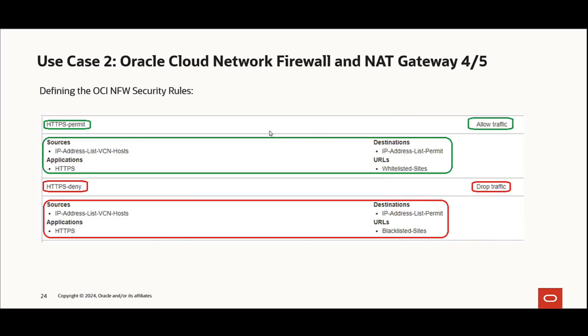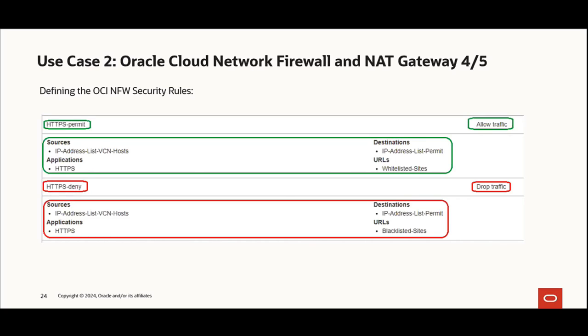And here is the most important part. We are matching our HTTPS application and the URLs here, whitelisted sites. This contains production1 and production2.test.com, right? And the traffic will be allowed.